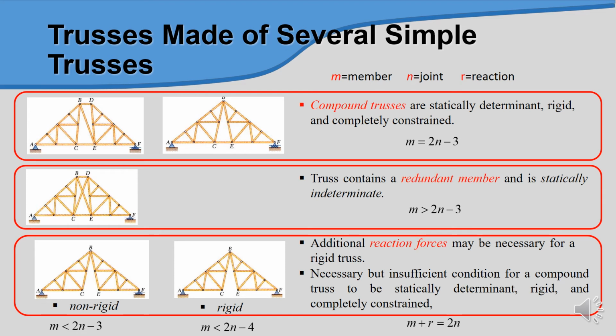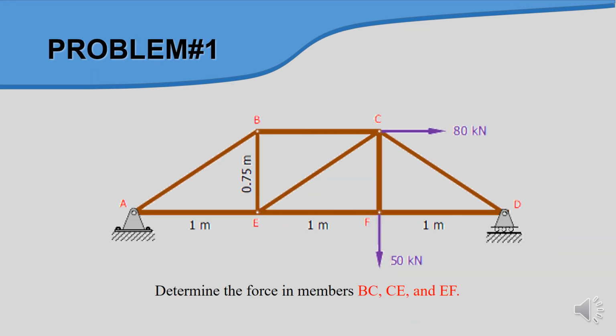Trusses made of several simple trusses. This one maybe you can read by yourself. Okay, the equations with connected members, joints and reactions, from the non-rigid and rigid truss. Okay, let's say we go for problem number 1.